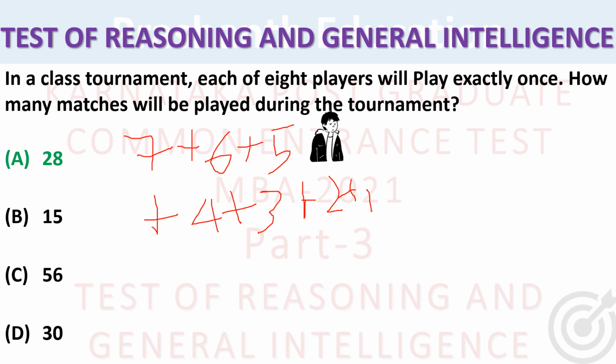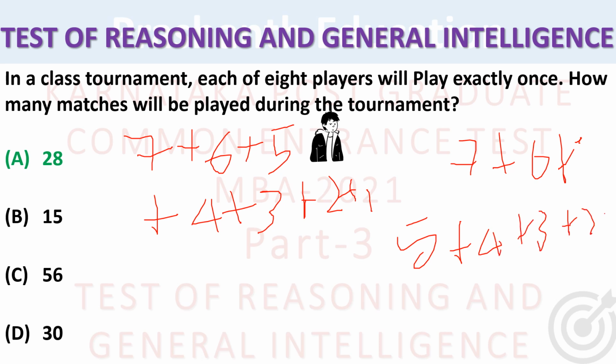Now you know that each pair plays exactly once. So if there are 8 players, it will be 7 plus 6 plus 5 plus 4 plus 3 plus 2 plus 1. If there are 6 players, then it will be 5 plus 4 plus 3 plus 2 plus 1. If there are 5 players, again it will be 4 plus 3 plus 2 plus 1. This logic works. Why? Because they are playing exactly once, so we can use this logic and do it. Okay, let's look at the next question.